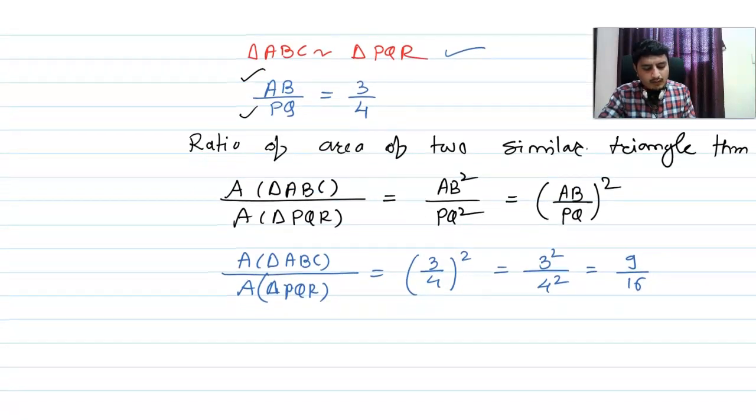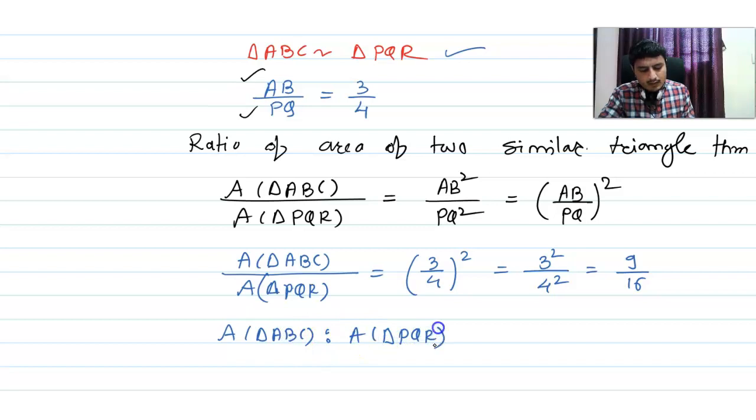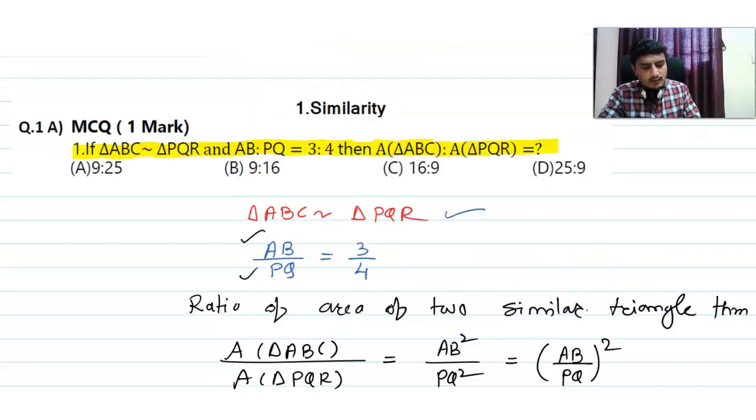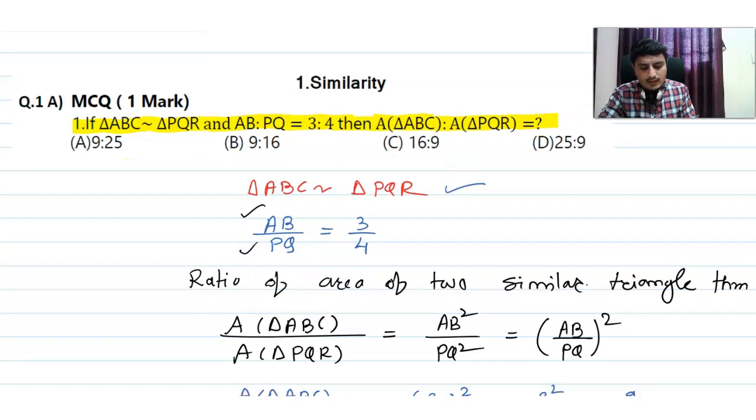So we have the ratio of areas of two similar triangles ABC and PQR is equal to 9 divided by 16. So we have to evaluate here area of triangle ABC is to area of triangle PQR, that is equal to 9/16, means we have 9 is to 16. So look at the choice codes among the given. We have the correct choice code is 9 is to 16, means the choice code B.